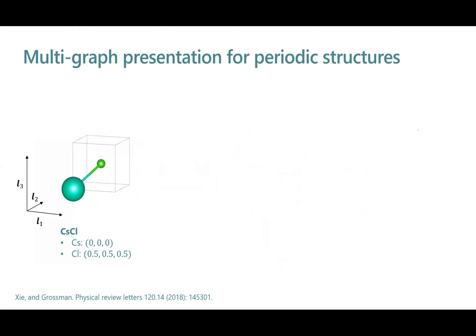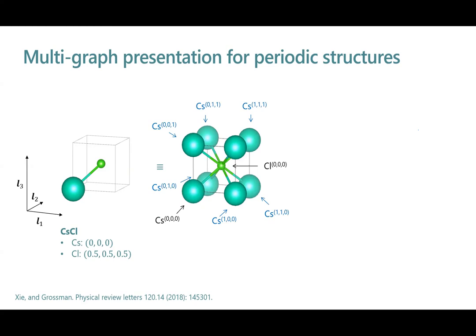In order to represent a periodic crystal inside a graph, you need this multi-graph representation, meaning you must allow multiple edges between two end nodes in order to represent this crystal. Let me explain why this is the case for this simple example. Here you have a crystal with two atoms, cesium and chromium, at their locations. But because it's a periodic structure, if you look at the neighbors of the center atom, it actually has eight neighbors. And all these eight neighbors are actually periodic images of the original atom.